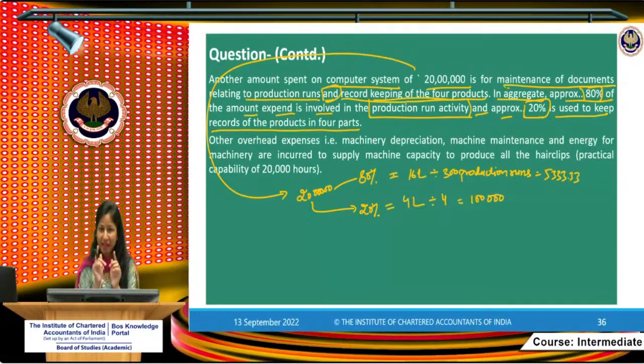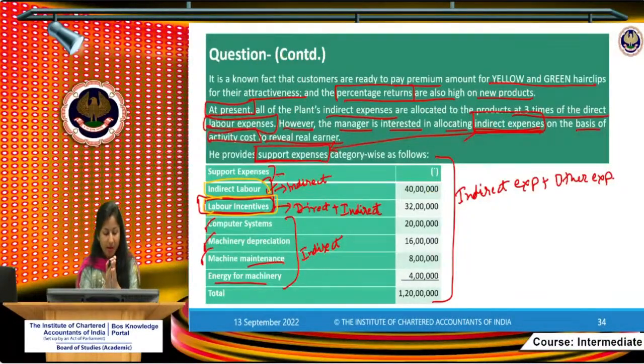But one thing I'll tell you in this particular question: here it is written labor incentive, and all the information given is for indirect expenses. Even if you want to assume this labor incentive is for direct expenses, it is better to assume it is related to indirect labor, because all other information is indirect. You can also assume direct because it is not mentioned clearly here. I hope this is clear.